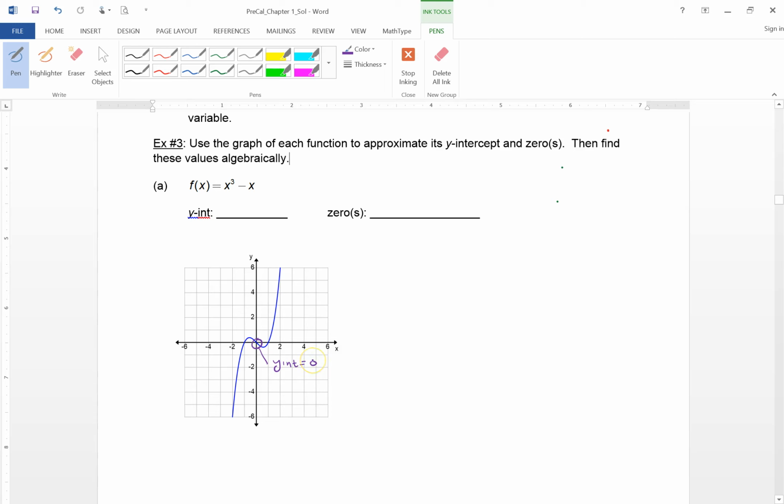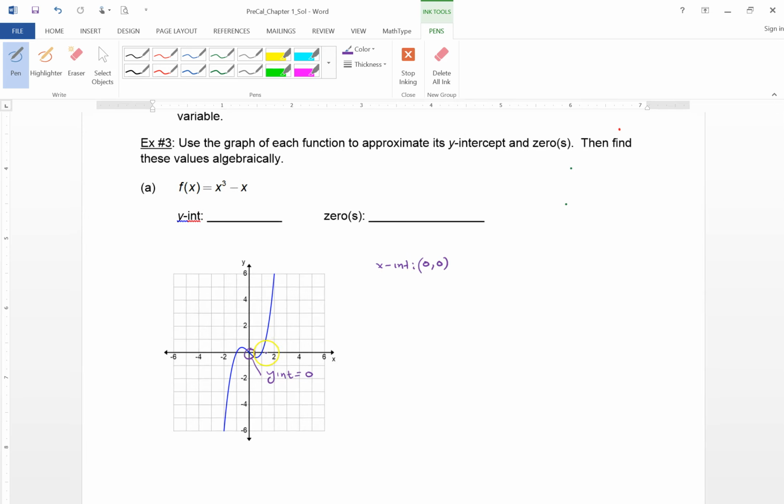What else could that point serve as? It could also serve as an x-intercept, right? So the y-intercept is 0. So the x-intercepts then are 0, 0. What else? What other x-intercepts are there in here? It looks like 1, 0 and negative 1, 0. All right? So this was by looking at the graph.